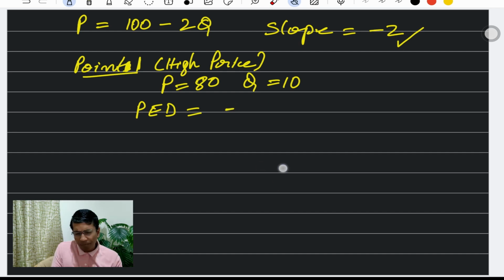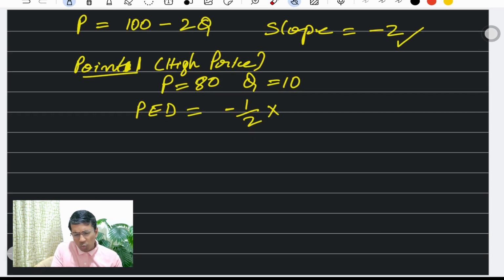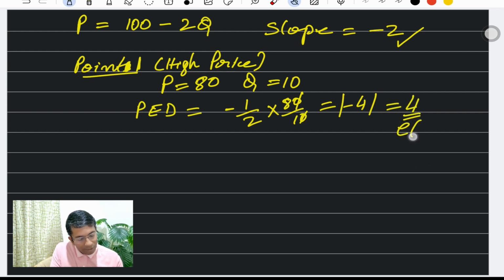So 1 by B is there, B being the slope. So minus 1 by 2, and take the other ratio, P by Q, 80 over 10. Then this will get cancelled, and it comes out to be minus 4, but we ignore the sign, and so the elasticity is going to be 4, which is elastic.